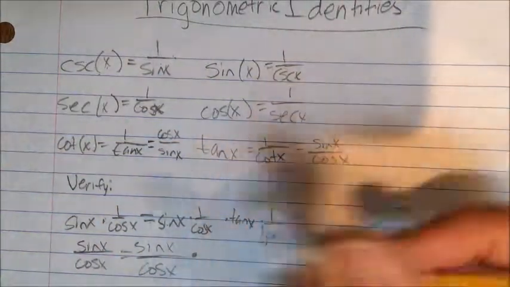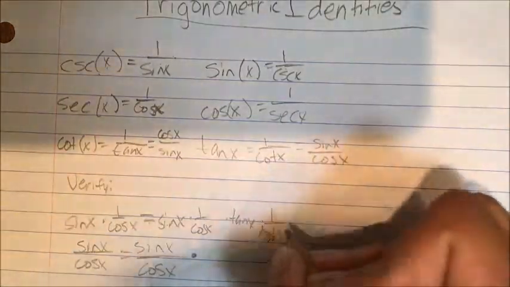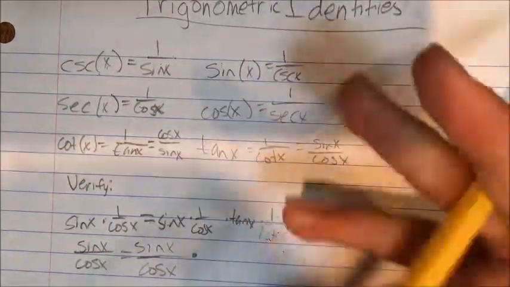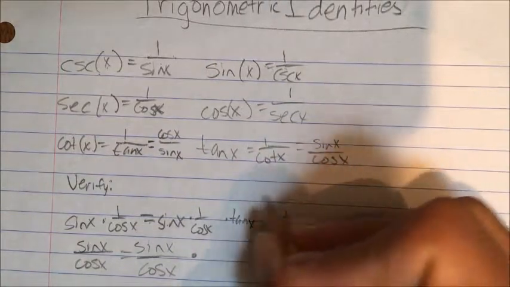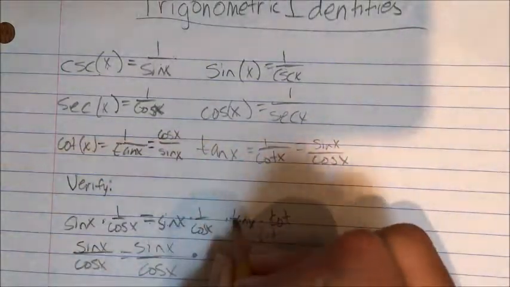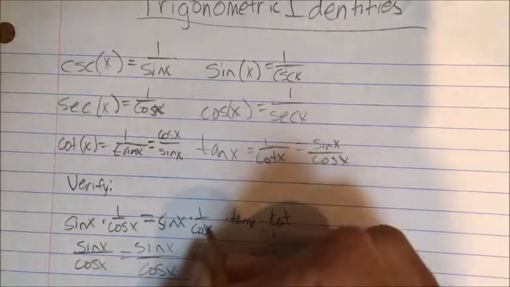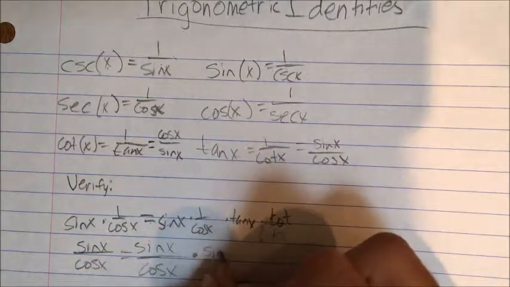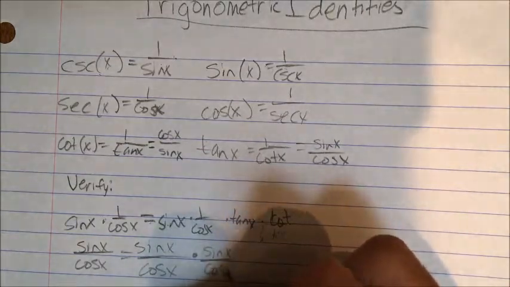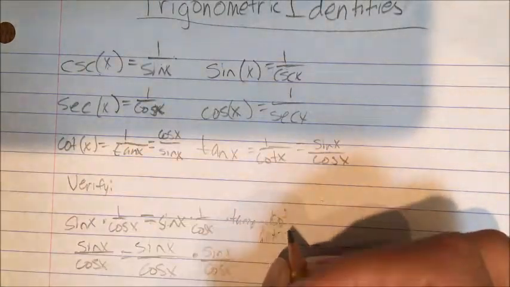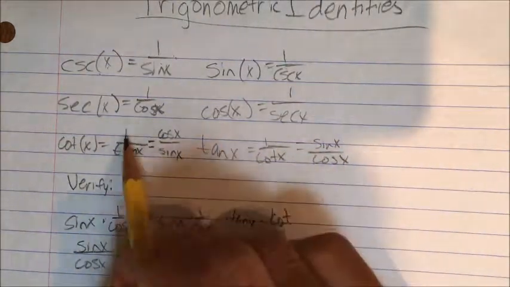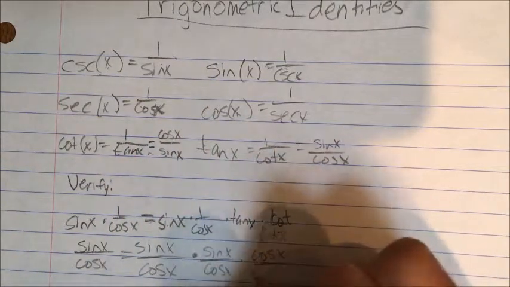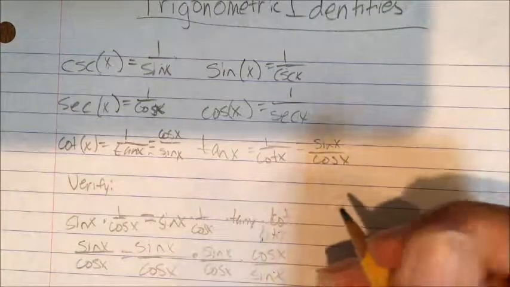wait, I messed up when writing the problem, sorry. This was not supposed to be 1 over tangent x, it's supposed to be cotangent of x. And this is going to be tangent of x, according to this identity, is sine x over cosine of x. And cotangent of x, according to this identity, is cosine x over sine x.